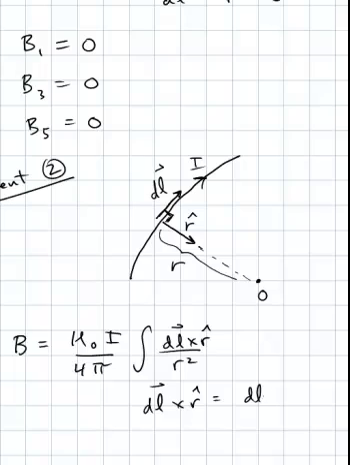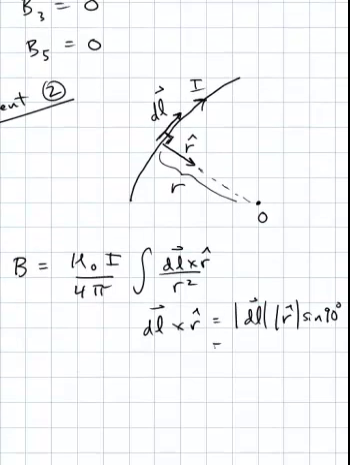that's just the magnitude of dl, the magnitude of r hat, and the sine of the angle between them, right? R hat is a unit vector, so its magnitude is 1. The sine of 90 degrees is 1. So this is just dl. And since it's a circular path, r is a constant. In this case, it's equal to a.